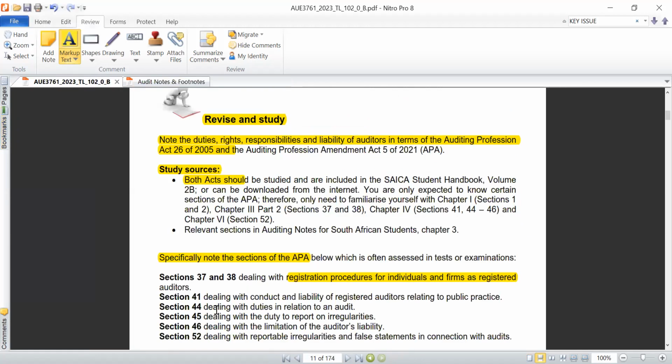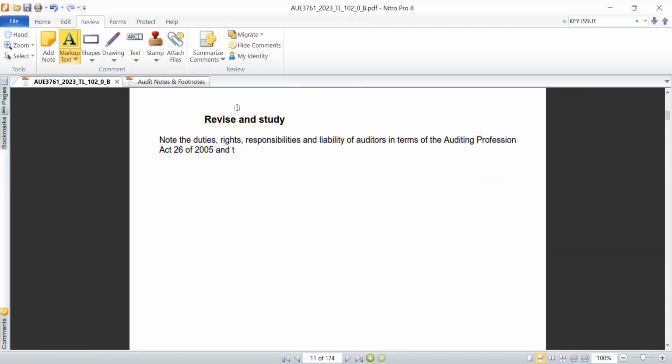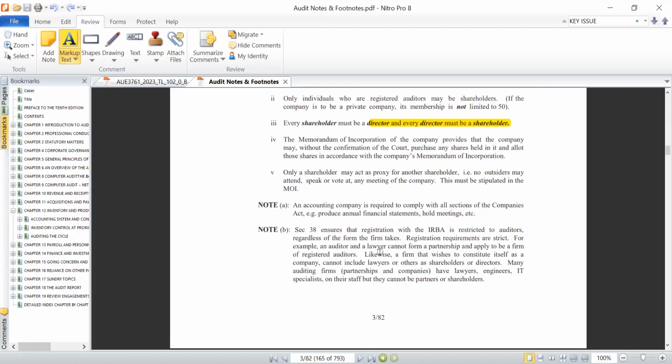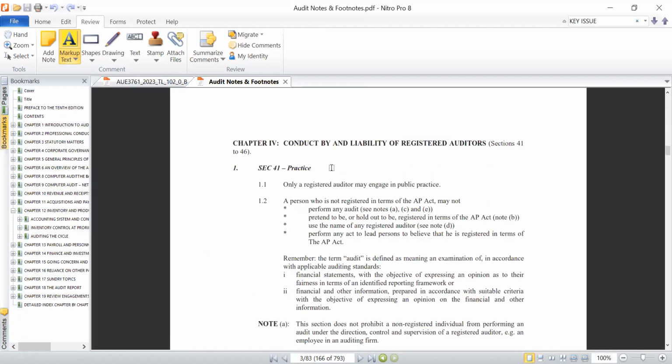Just in summary, section 41 deals with the conduct and liability of registered auditors. Now I'm pointing out things that they will definitely ask you. If you go to your audit notes, there is section 41 of the APA Act. What does it deal with? It deals with conduct by and liability of registered auditors.